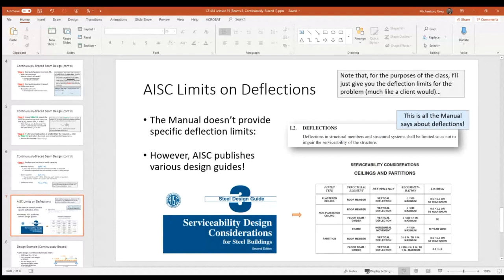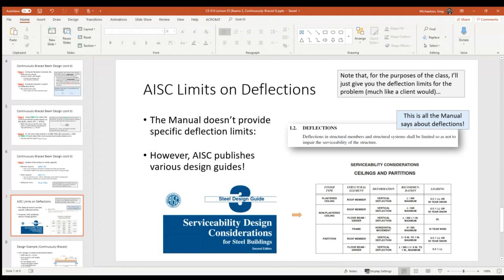If you go back in the guts of the manual, so remember how in tension members we looked at chapter D, and then in connections we were looking in chapter J. Remember the chapters in the back? Well, there's a chapter L. Chapter L is the chapter on serviceability, and there's a section L2 that is the section on deflections, and that is literally all it says. It says deflections in structural members and structural systems shall be limited to not impair the serviceability. That's it. That's all the manual specifies for deflections. There's no L over 360 or limits or anything like that.